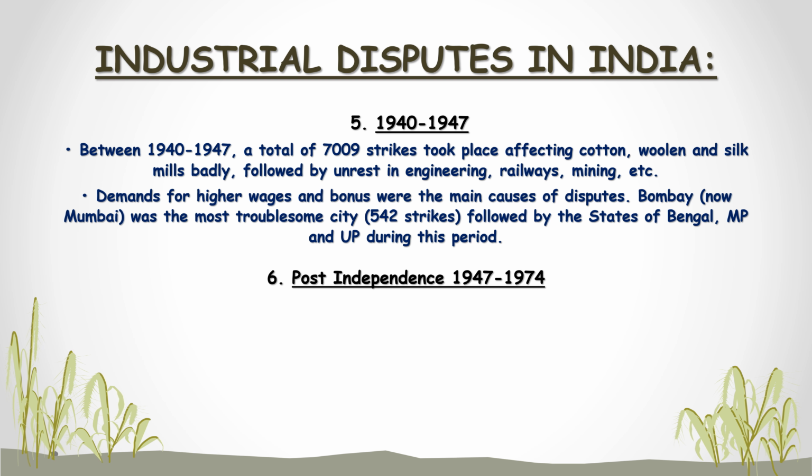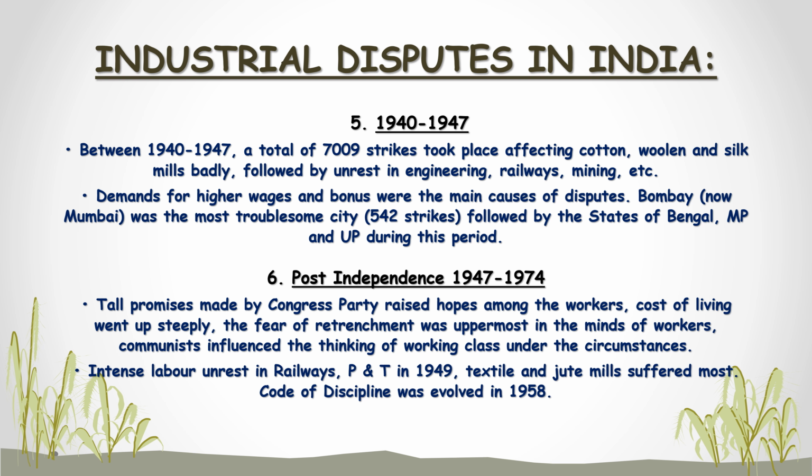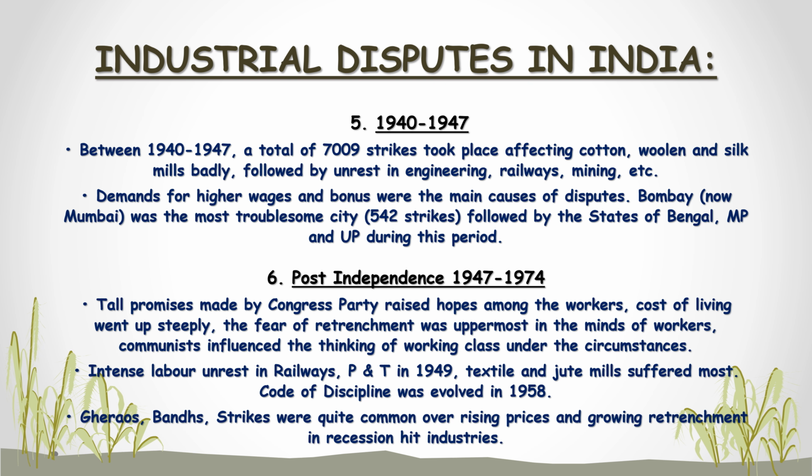6. Post-independence, 1947 to 1974. Tall promises made by the Congress Party raised hopes among the workers. The cost of living went up steeply, the fear of retrenchment was uppermost in the minds of workers, and communists influenced the thinking of the working class under the circumstances. Intense labor unrest in railways and P&T in 1949; textile and jute mills suffered most. A code of discipline was evolved in 1958. Gheraos, bandhs and strikes were quite common over rising prices and growing retrenchment in recession-hit industries.